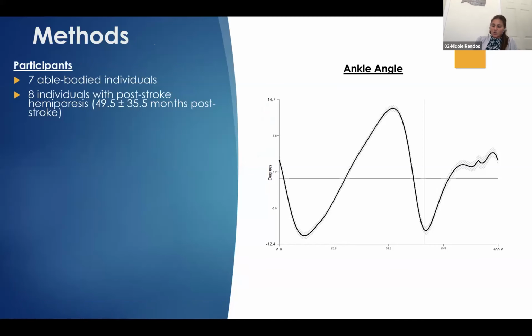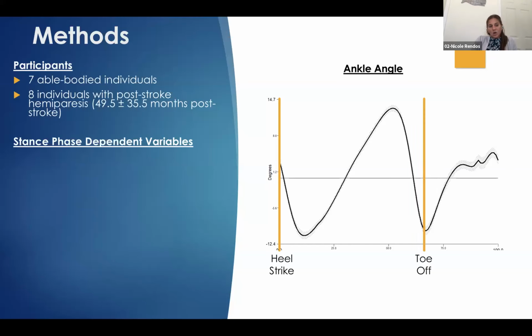So we had 9 stroke and 9 able-bodied participants. We lost a few participants due to data errors and extreme outliers. And we're going to discuss 2 specific points of data analysis. So our stance phase dependent variables between heel strike and toe off, which were that peak AGRF and the peak plantar flexor moment.